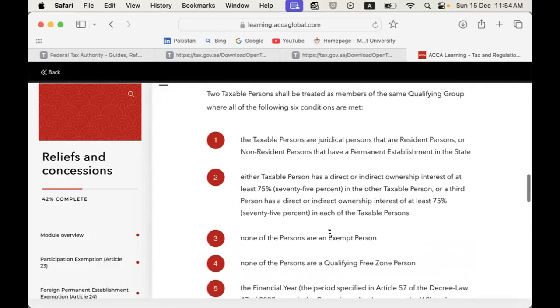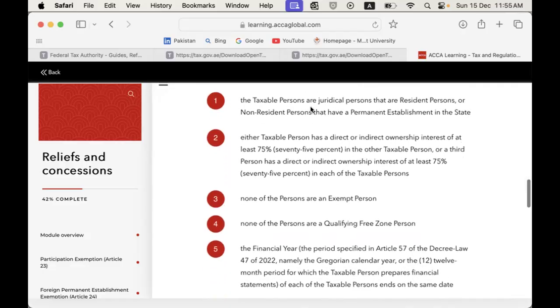So, what are qualifying groups? Two taxable persons shall be treated as members of the same qualifying group where all the following 6 conditions are met. Taxable persons are, first of all, what? Juridical persons that are resident persons, meaning non-resident persons are excluded, or non-resident persons that have a permanent establishment in the state. So, my question, can a branch be part of a qualifying group? A UAE branch.